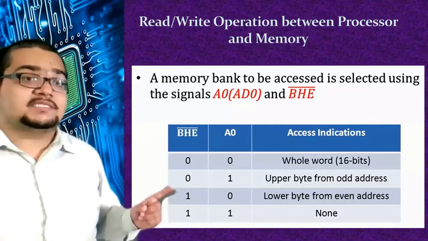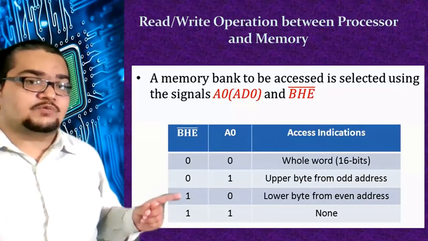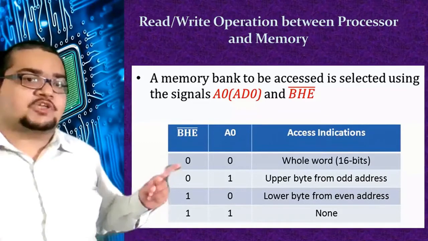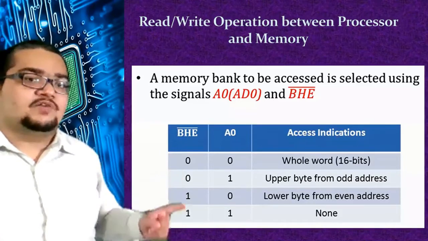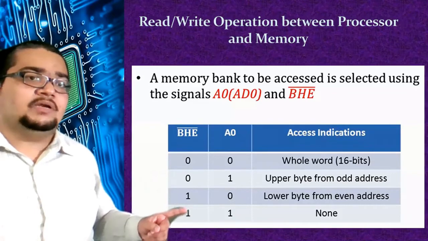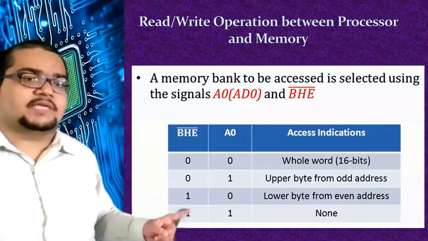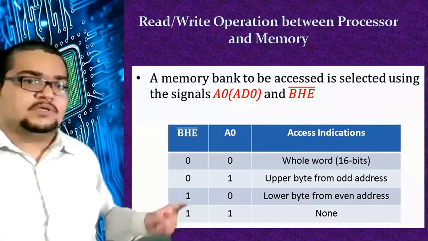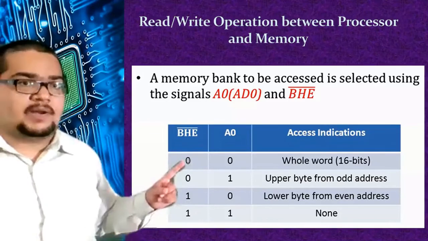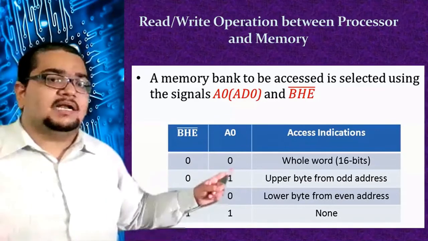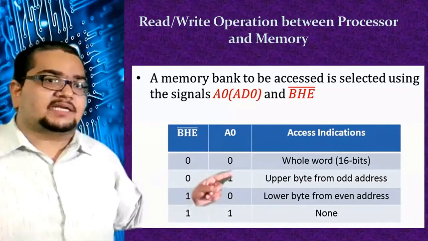For the third combination, 1 and 0. First of all, this 1 will make you clearly understand that BHE bar is not active. So when it is not active, there is no data exchange on the lines D8 to D15. For the first two, there is a possibility of data exchange on D8 to D15. For the next two, there is no possibility of access of data on D8 to D15. First two cases, the higher bus is enabled. Next two cases, the higher bus is disabled. So here, data is accessed on the higher byte, obviously on the lower byte also, but in this case, only on the lower byte, because this will make the odd bank chip deactivated.